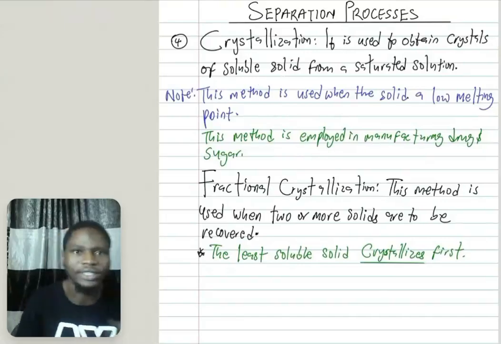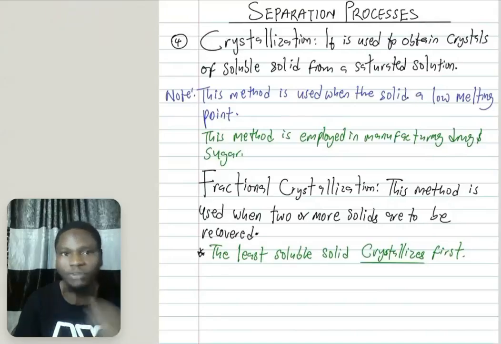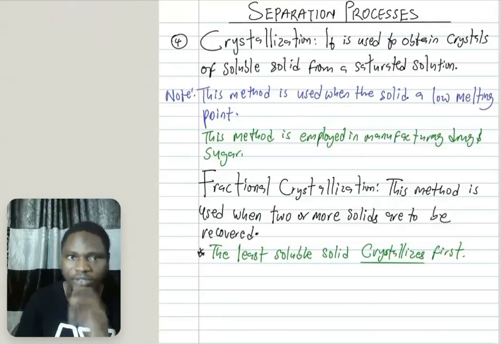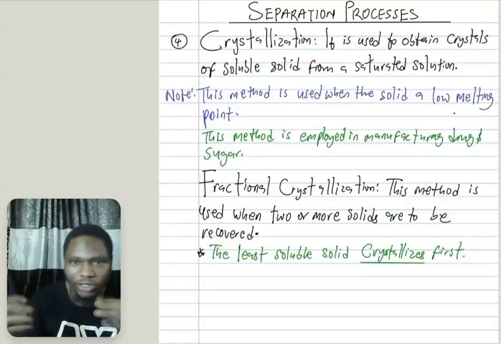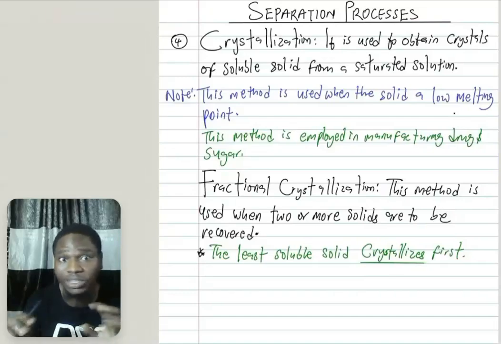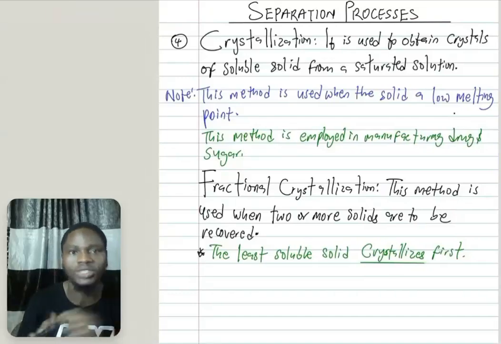Keep this aside. Crystallization and evaporation to dryness perform the same function, but this is the basic difference between them. For evaporation to dryness, the solid must have a high melting point. But crystallization is used for a solid that has what? A low melting point. For example, sugar. Sugar can easily decompose. Remember, it is a covalent substance and the melting point is very low. So we use crystallization for that.